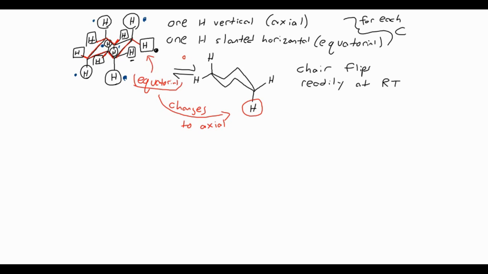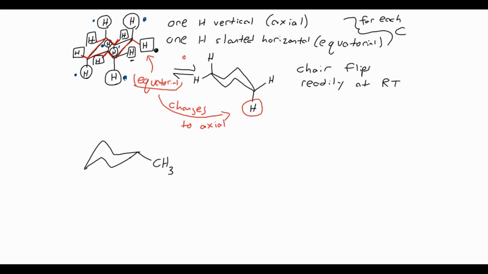And so these chair flips will occur maybe tens of thousands, hundreds of thousands of times at room temperature, so we can't differentiate the two. However, if we add a substituent, that changes. So what if we take our chair cyclohexane, let me draw that a little bit better, and we add a methyl group? So if we add maybe a methyl group here, how does that change things?